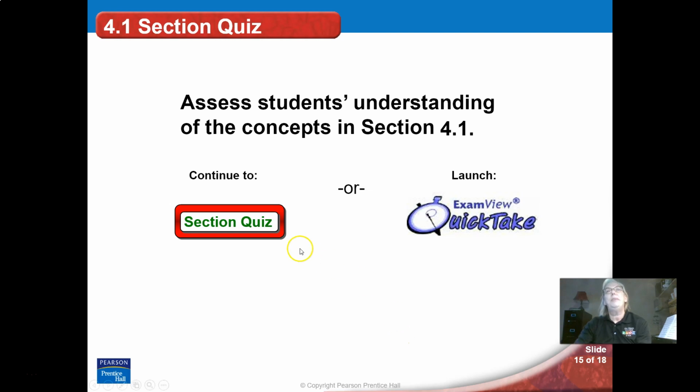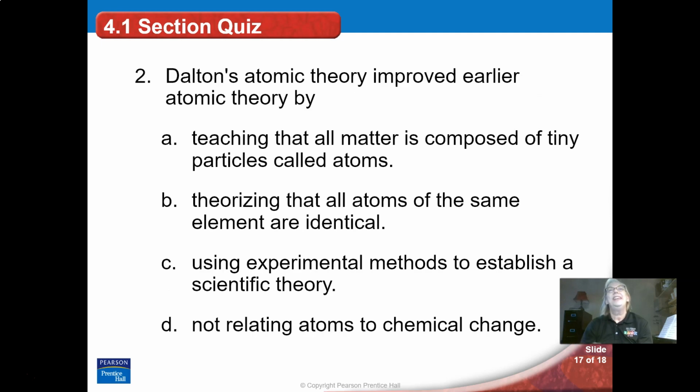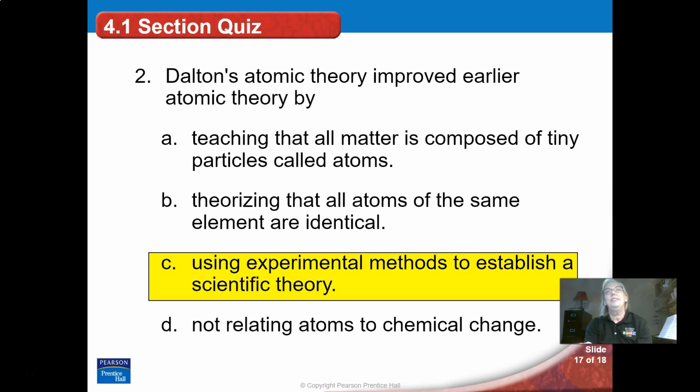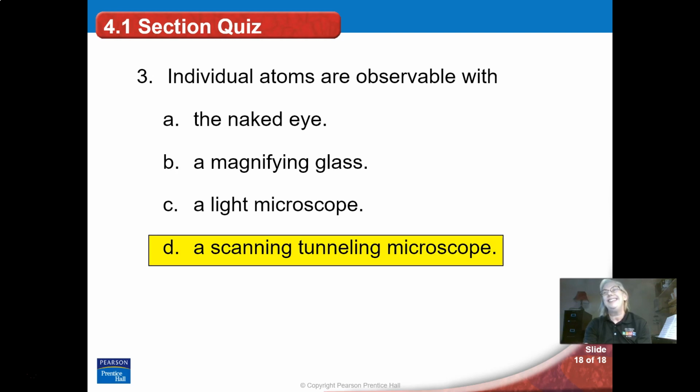So let's see what you remember from this section. Who was the Greek who decided on atoms? You're right, it was Democritus. Good job. So this Dalton's theory improved what Democritus thought by saying what? So Dalton was able to use experiments to come up with a better theory. Lastly, how can we see atoms? Right, scanning tunneling microscope, like the friend I had at Dow Chemical.